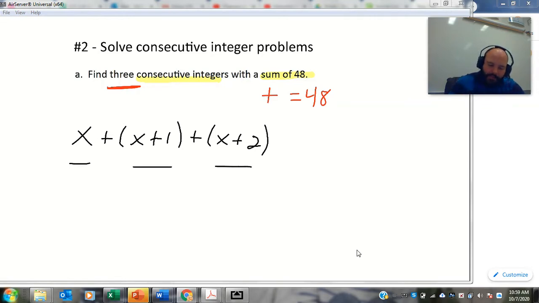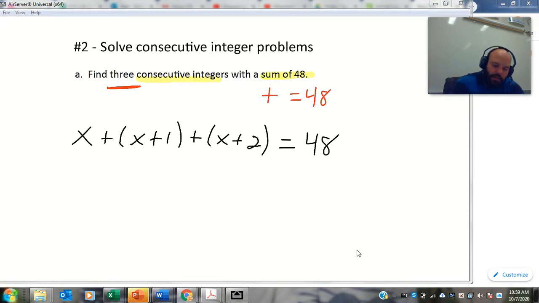And it says the sum of those numbers, which is why it's addition here and here, says the sum of those 3 numbers needs to be 48. So there are our 3 numbers. We don't know what they are yet, but we do know that when we add all those 3 numbers up, it should equal 48. And so now this becomes an exercise in solving this equation, and this is a multi-step equation.